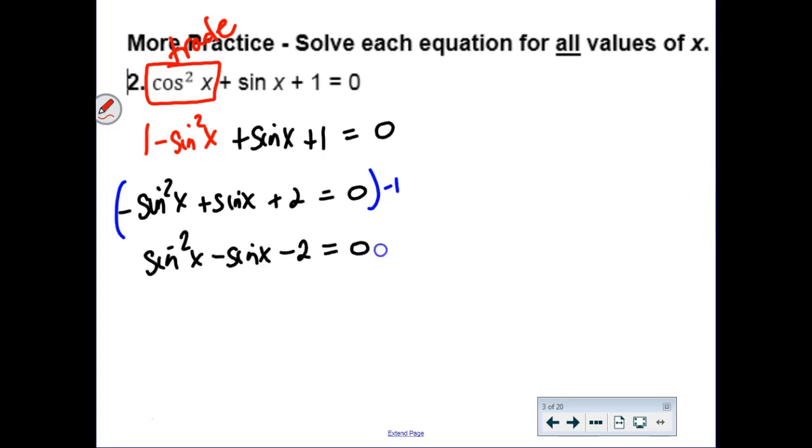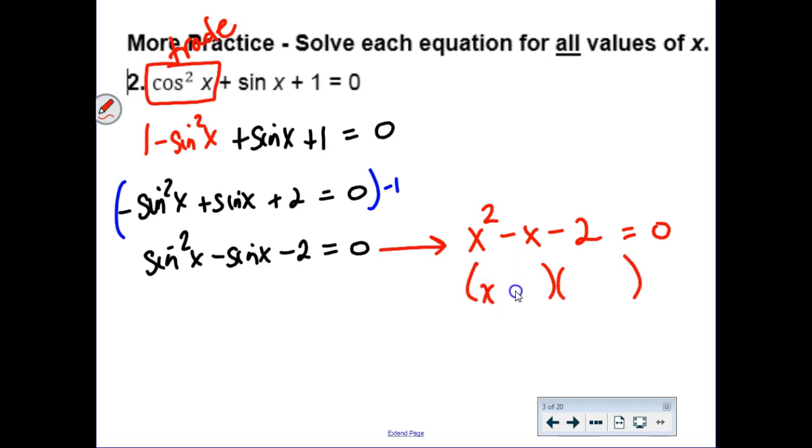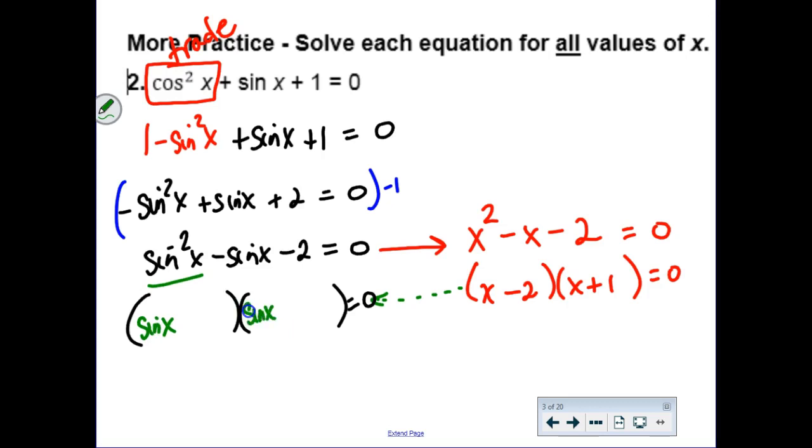All right, little aside here. This is the cousin to this. So instead of using sine, what if we used x? That's like a little baby algebra problem. And if I went to factor that one, I would have x minus 2 times x plus 1. So now you're going to back up and go back to your trig. Same factoring pattern, but instead of x's, you're going to use sines. So sine times sine in the first terms, and then we're going to use a minus 2 and a plus 1.